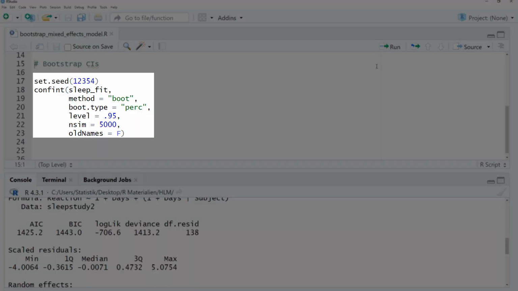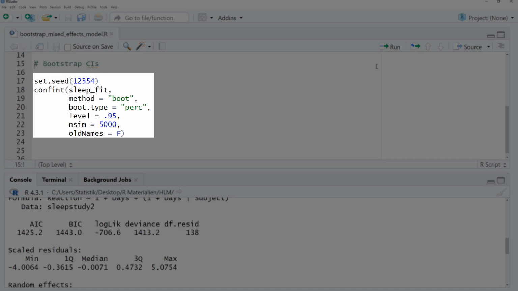Since bootstrapping is a random process, I recommend setting a seed value, that is a starting value for the random numbers generator, so that each time you run the analysis with the same data, you will get the same results. What number you put into this function doesn't really matter. The important part is that it's always the same number.